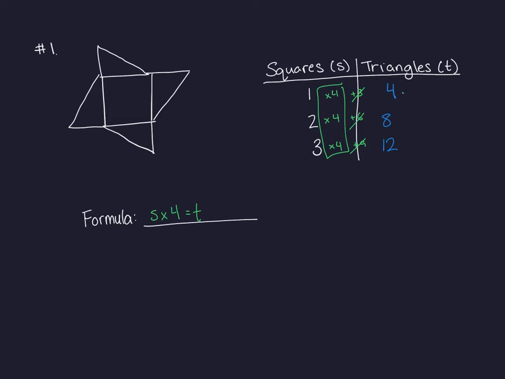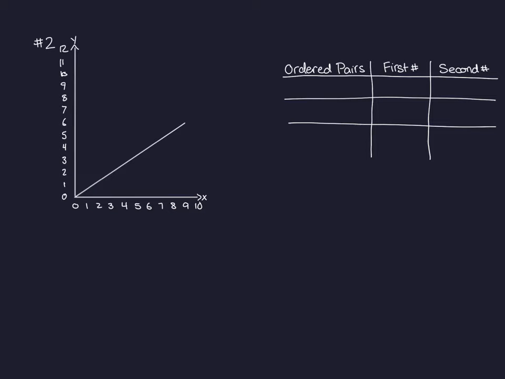But you might also, now that we've gotten to the end of the unit, look and go, okay, well, it's going up by 4, so that means I have a gap of 4, and then I don't need to add anything else to get to the number of triangles. So you could put something like 4s equals t or s times 4 equals t. Either way is fine.